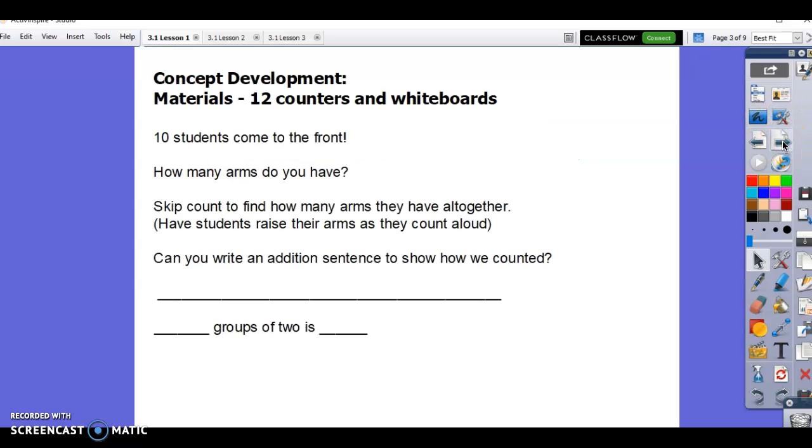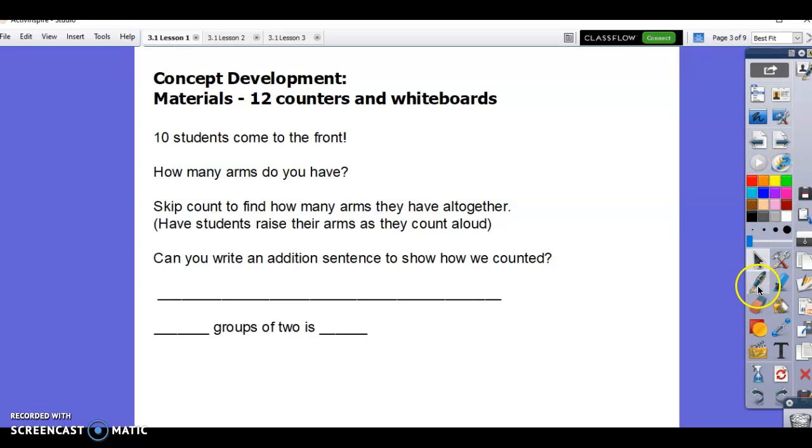I want to pretend that we have 10 students who come to the front of the class. Imagine 10. My question is, how many arms would be on all of the kids? If there's 10 kids, we would count by twos 10 times. So we would say 2, 4, 6, 8, 10, 12, 14, 16, 18, 20. So we're going to fill this out.